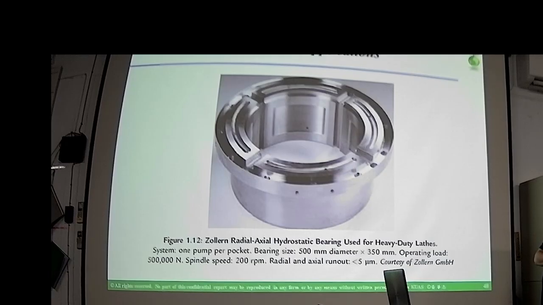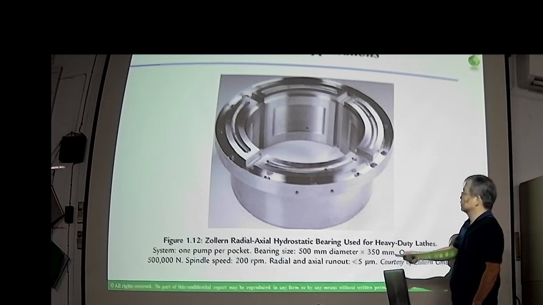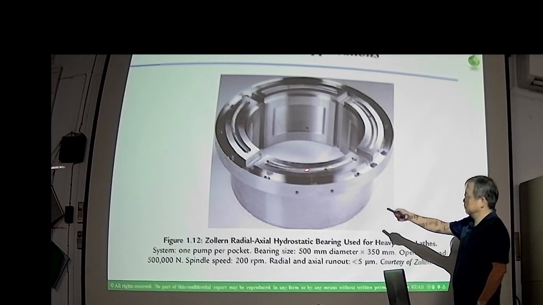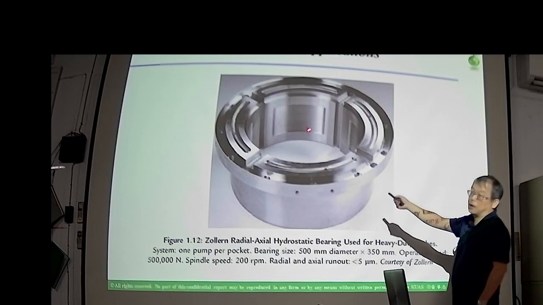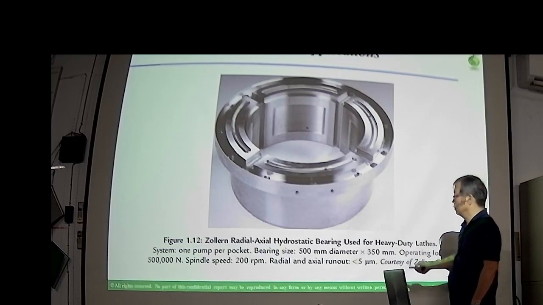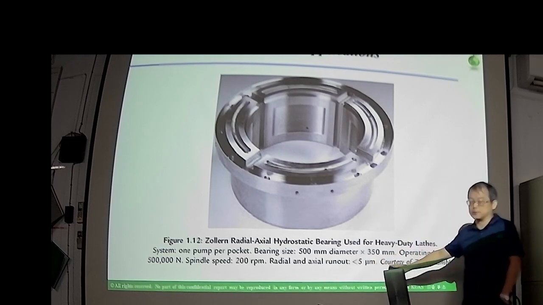So you can have, so the diameter is half a meter in diameter. You have the runout smaller than 5 micrometers.